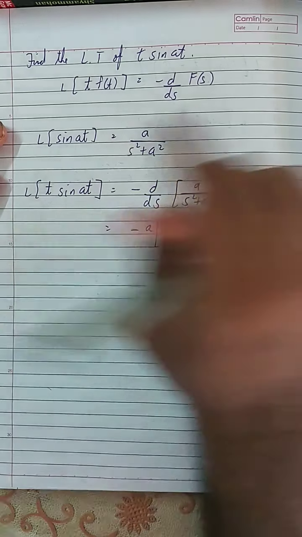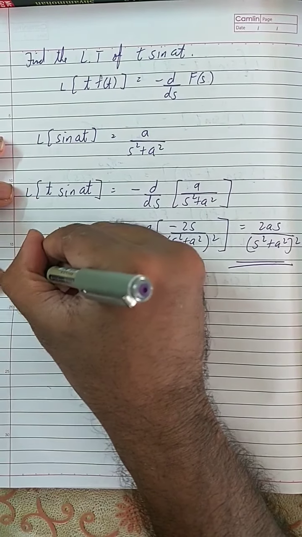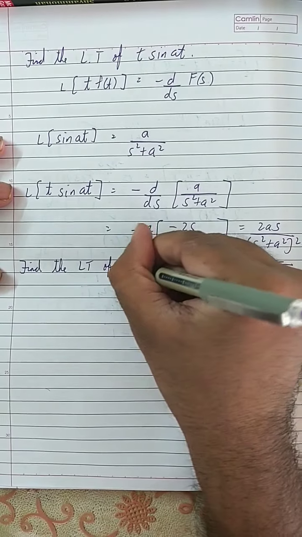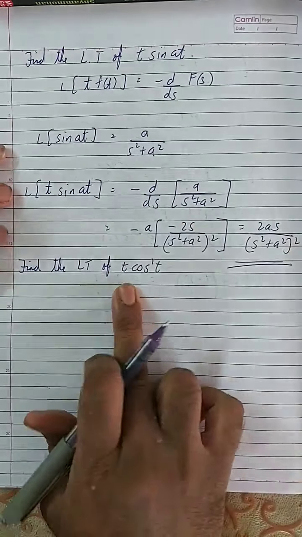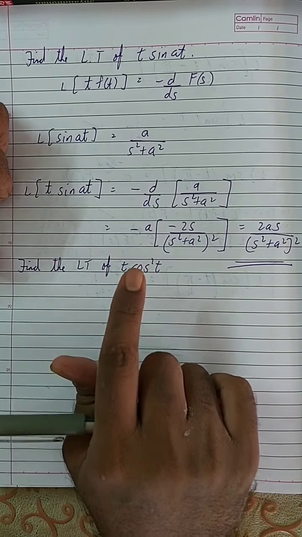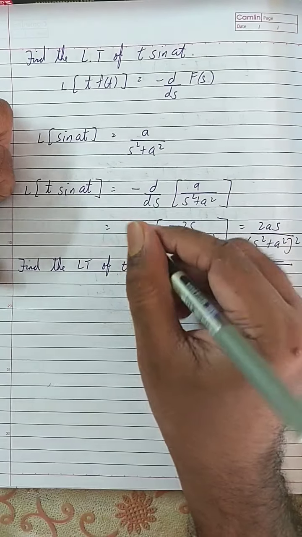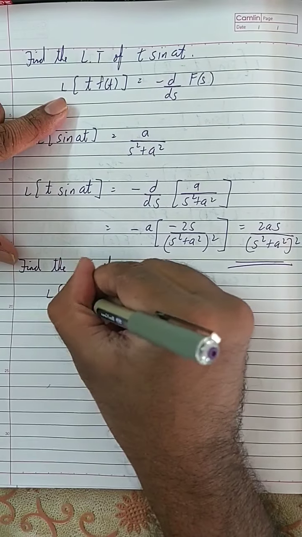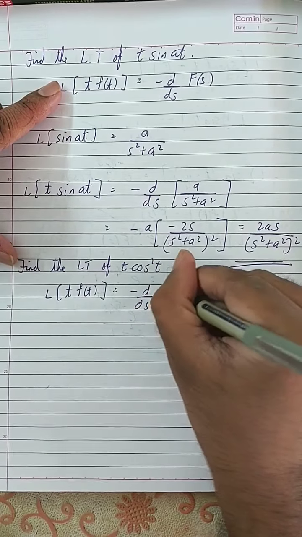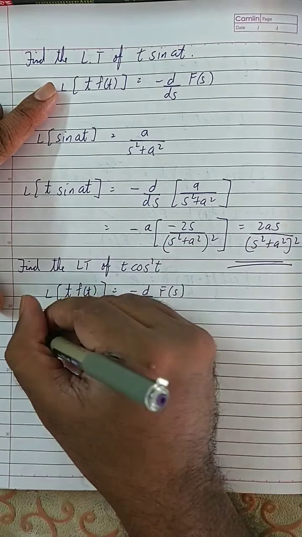Okay, let's find the Laplace transform of t cos square t. So of course we already know, to find the Laplace transform of t cos square t, I need to first find the Laplace transform of cos square t. So we know that the Laplace transform of t f(t) is equal to minus d by ds of F(s). Here my f(t) is cos square t. So I need to find the Laplace transform of cos square t.